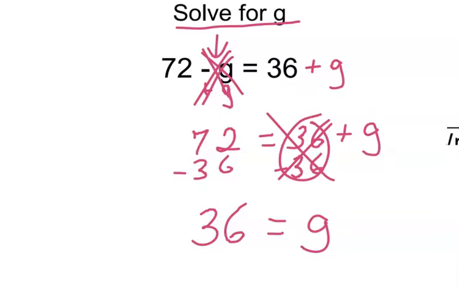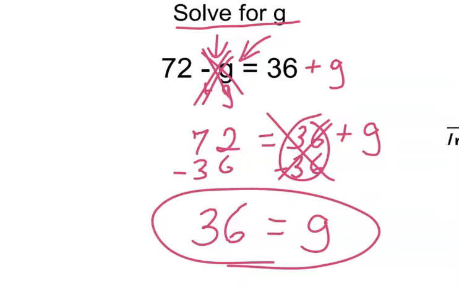And then you can go test it, put it up here on the top, and put in 36 for G. 72 minus 36 is 36. All right, so that's our answer. G equals 36. You could actually do it this way first as well. You could put G first. G equals 36 or 36 equals G. Same thing. So let's move on to the next one.